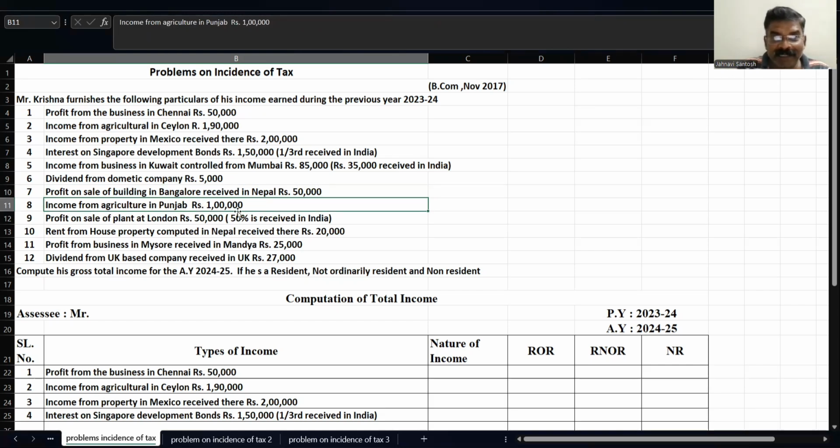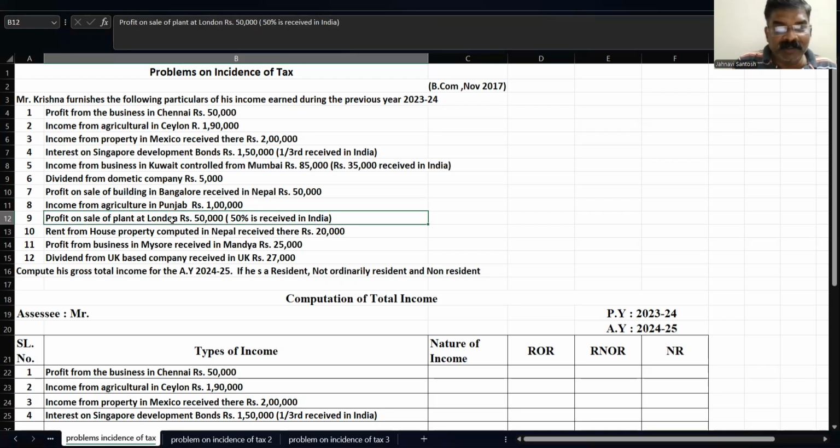Next we come. Income from agricultural in Punjab. See, Punjab is situated in India. So directly I can say income from agricultural in Punjab, rupees 1 lakh, is an exempted income. Any agricultural income in India we treat as exempted. So there is no need to tax it in all the three cases. It is exempted income, tax-free income.